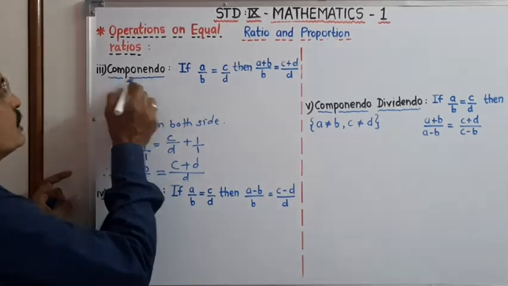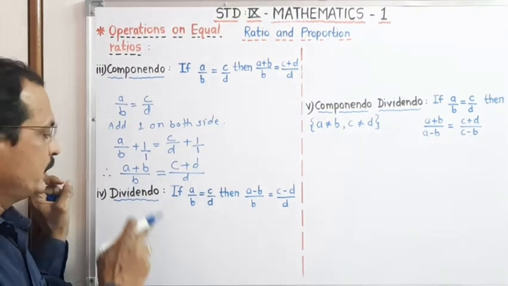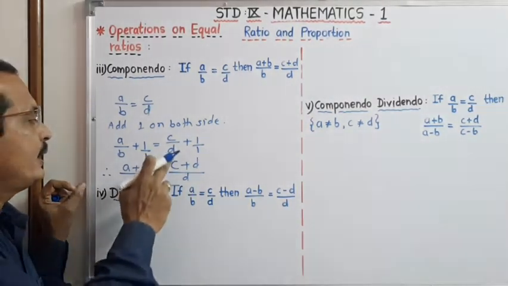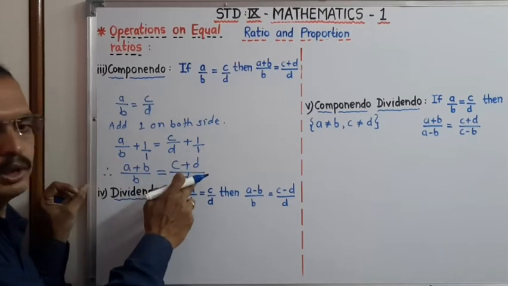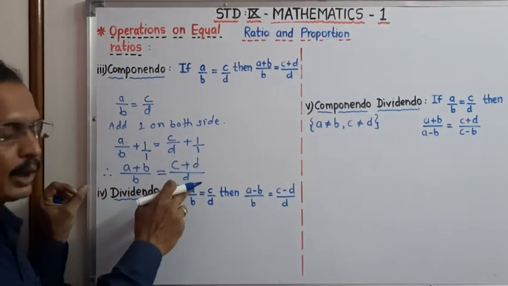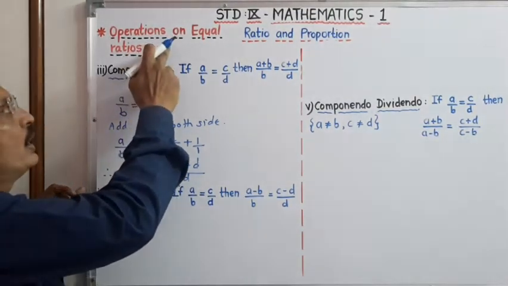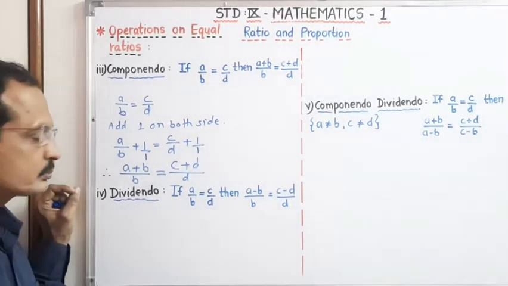This property is known as Componendo. Got it, dear student? Here we have to add 1 on both sides. By adding that, we got here a plus b upon b is equal to c plus d upon d. Why? Because these two ratios are equal. Dear student, we are learning now operations on equal ratios.